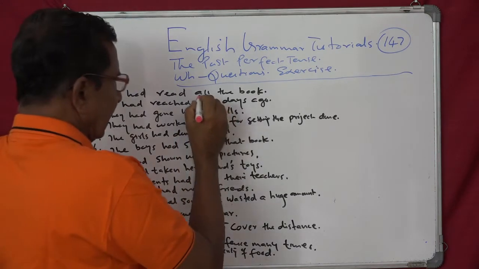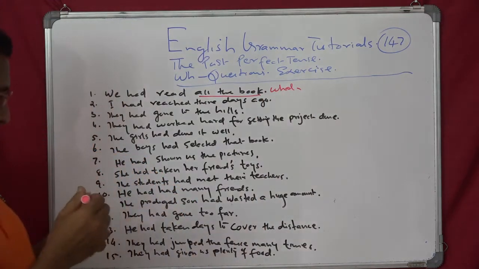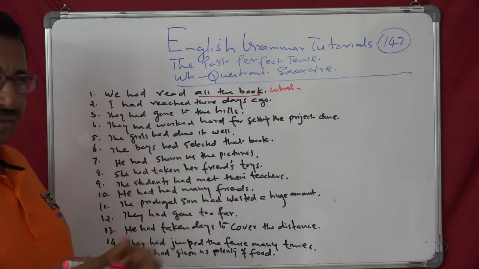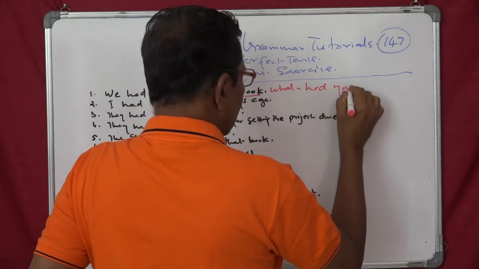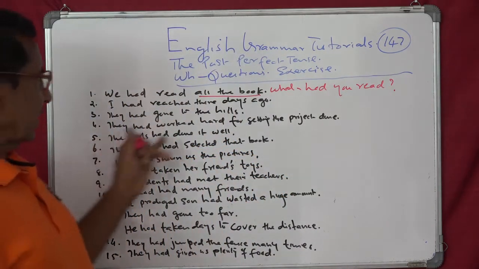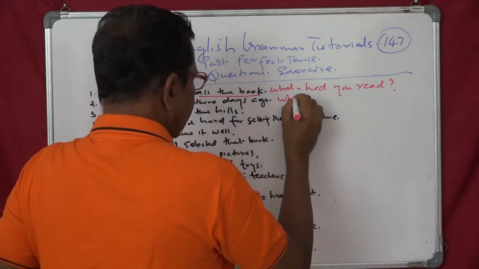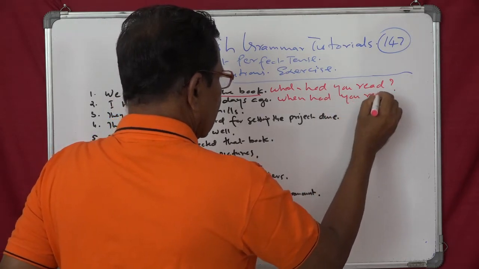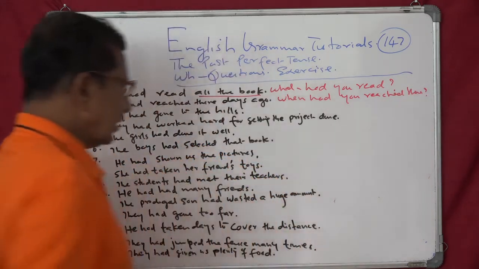You want to get this as an answer, then the question word is what. So you can say, what had you read? Read, yes. And the next one is, I had reached there days ago. Time, so that is when. So when had you reached there? When had you reached there?